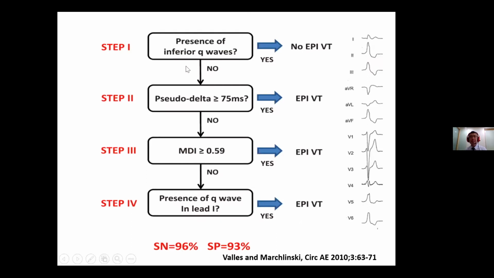So you can see that if there is any presence of inferior Q wave in the inferior leads, if that is no, we will go for the next step, like our case. If pseudo delta is more than 75, we will consider epicardial. Because our pseudo delta is 40, between 40 to 50, we'll go for the third step. If MDI is more than 0.59, we'll consider epicardial, but ours is 0.58. So we will go for the last step, and we do not have the Q wave in lead I. So we will consider that as an endocardial origin.